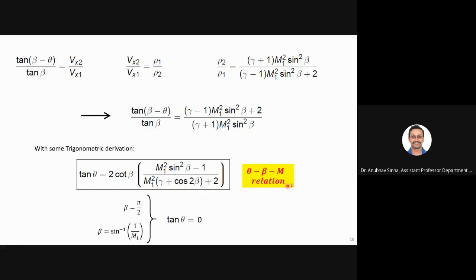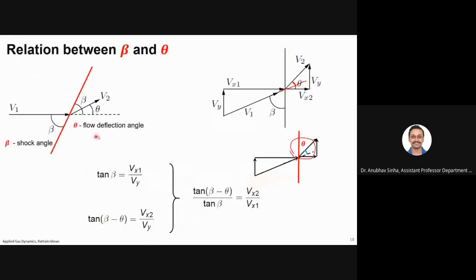This is called the theta-beta-M relation. So you are relating theta, the deflection angle, and beta, the shock angle, with the Mach number. This is what is important for us.